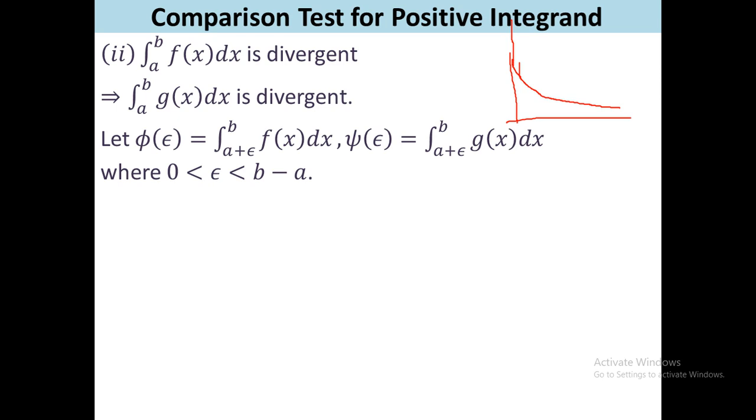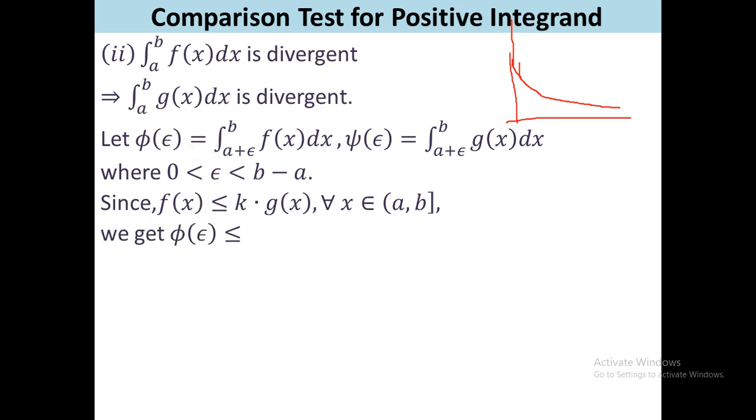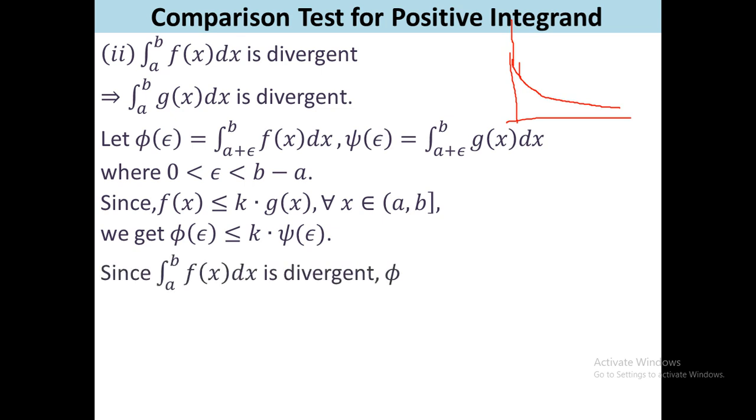Here I write down the result, the relation between f(x) and g(x). Therefore, if we integrate from a plus epsilon to b, then we get that. Now since the integral of f(x) from a to b is divergent, phi of epsilon will be unbounded above.